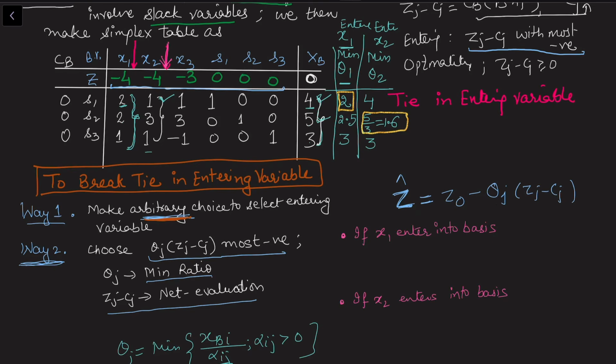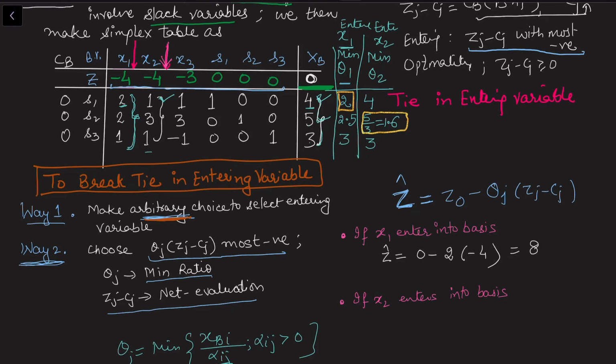So the first option was if x1 enters into the basis. In this case, z hat will be z naught, which is currently 0, as we see here, minus theta j. So if x1 enters into the basis, from here we see that 2 is the minimum ratio. So I have to consider theta j as 2 into zj minus cj, that is minus 4, as we can see from here. So this total quantity is equal to 8.